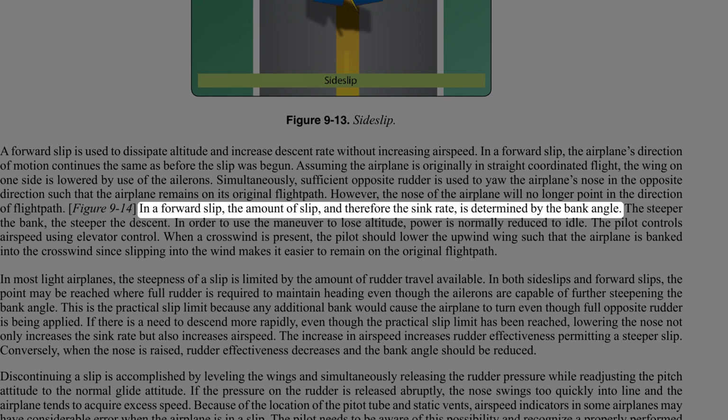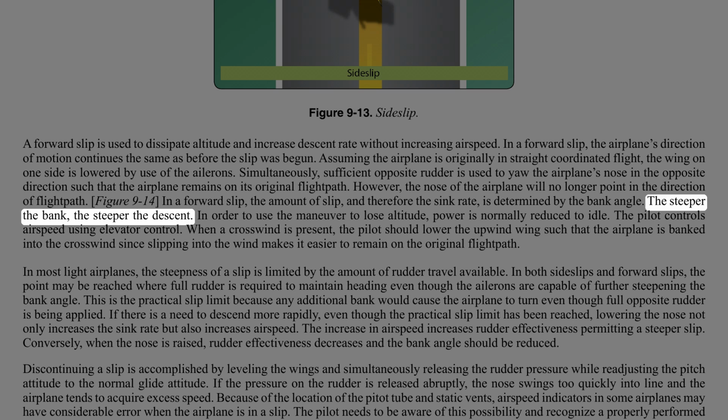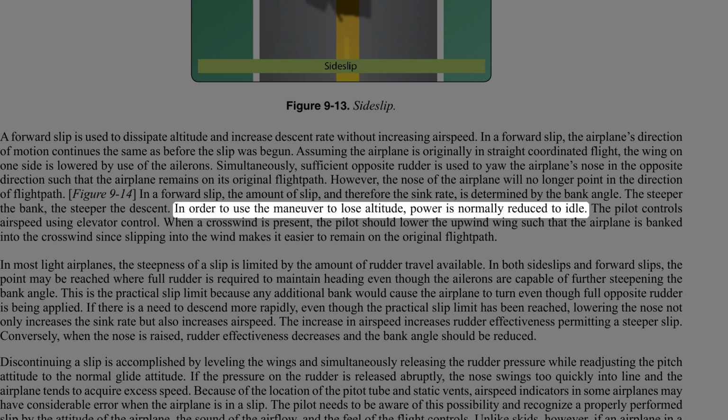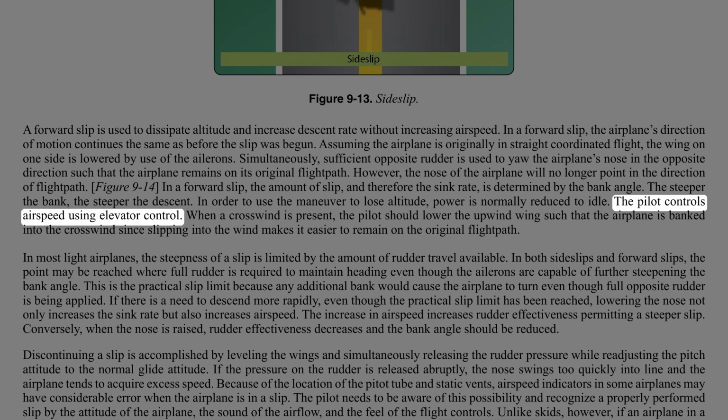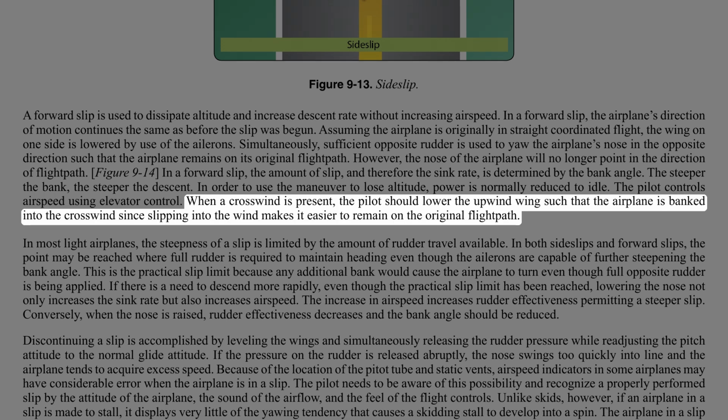In a forward slip, the amount of slip, and therefore the sink rate, is determined by the bank angle. The steeper the bank, the steeper the descent. In order to use the maneuver to lose altitude, power is normally reduced to idle. The pilot controls airspeed using elevator control. When a crosswind is present, the pilot should lower the upwind wing such that the airplane is banked into the crosswind, since slipping into the wind makes it easier to remain on the original flight path.